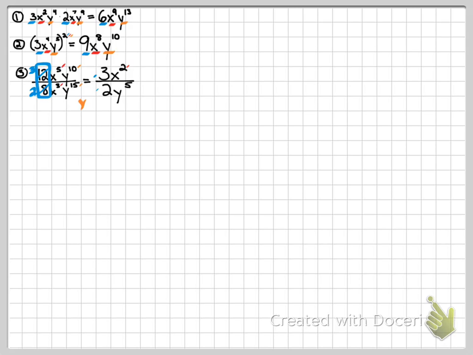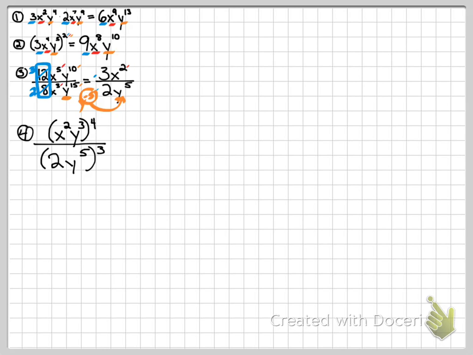I got y to the negative 5 in my head as my answer, but that negative puts it on the bottom of my fraction. Or you can just think it through logically. I had a lot more y's on the bottom, so when I cross them out one by one, my y's are still going to be on the bottom because that's where there were more to begin with.